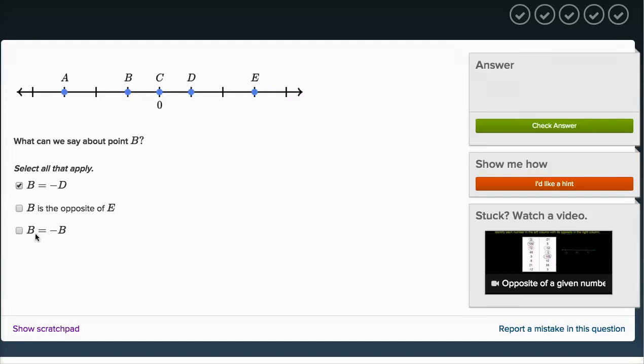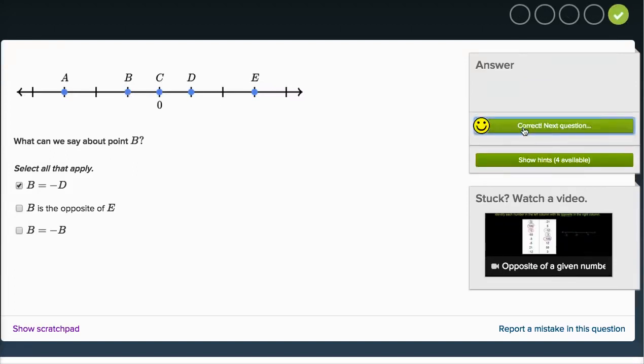This would have been true if they said C is equal to negative C, because C is at 0. It's 0 away from 0. C is 0. The opposite of 0 is going to be 0 away on the other side of the number line. Well, that's still 0 away. So 0 is negative 0, or we could have said C is equal to negative C. The only number for which that is true is 0. It's not going to be true for B, because B is clearly not 0.